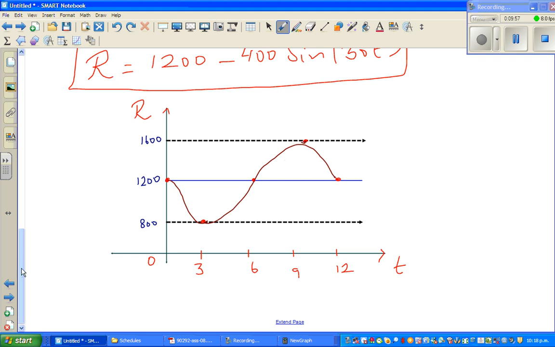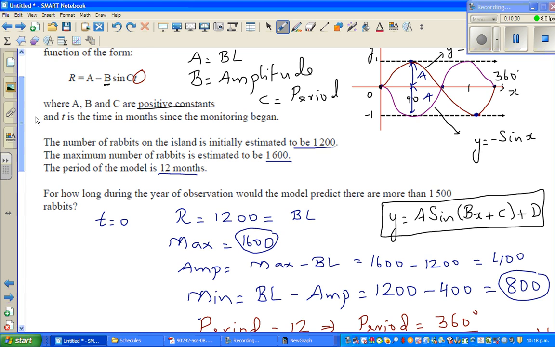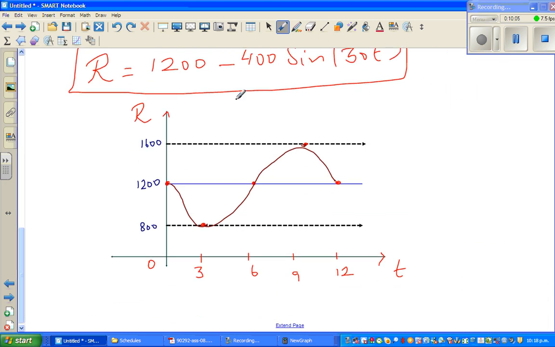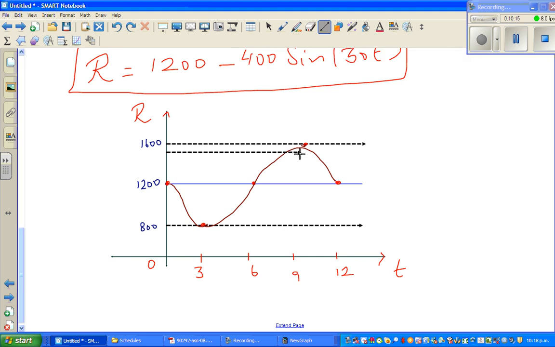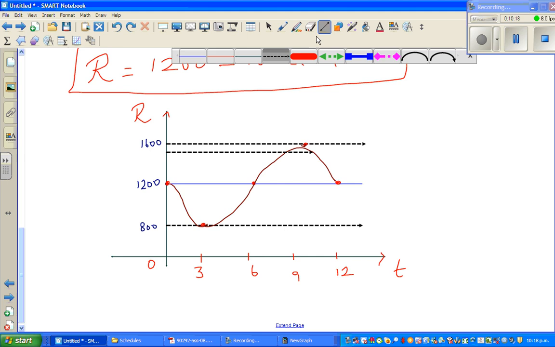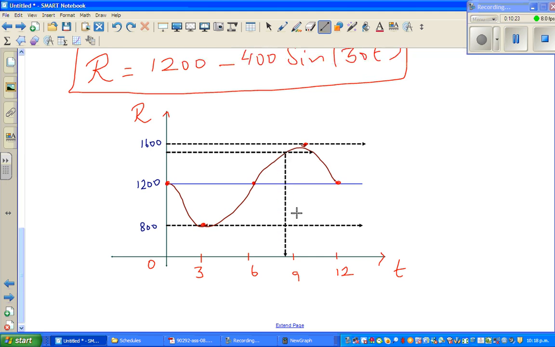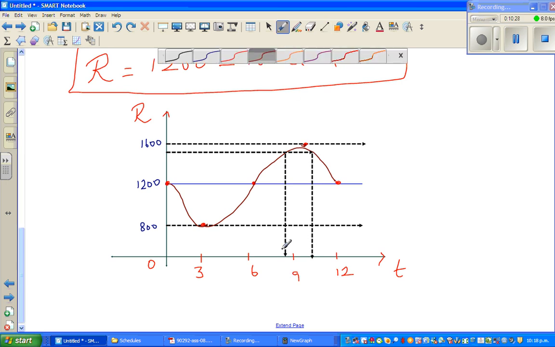Okay, so the question is, for how long during the year would the observation be more than 1500? So where is 1500? If this is 1200 and this is 1600, I will say 1500 is here. So these are the two times. They're asking for the duration. So this is your T1 and this is your T2. Now we can use a calculator. The question is, you want to find T2 minus T1.